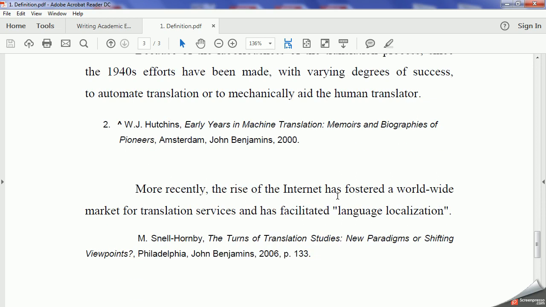More recently, the rise of the internet has fostered a wide world market for translation services and has facilitated language localization. We know, as students, when the teacher or the professor asks you to translate a text, the first thing students do, most of them, if not all of them, is go to the internet directly to translate these texts and then modify them, which means that machine translation has helped them to translate.